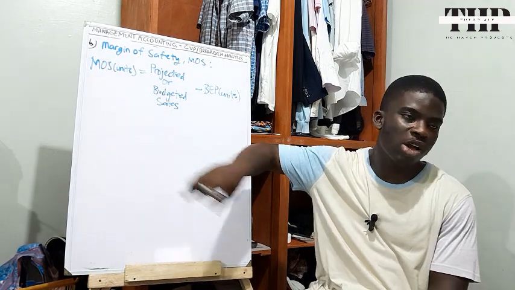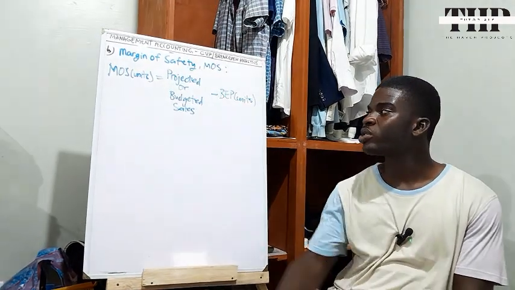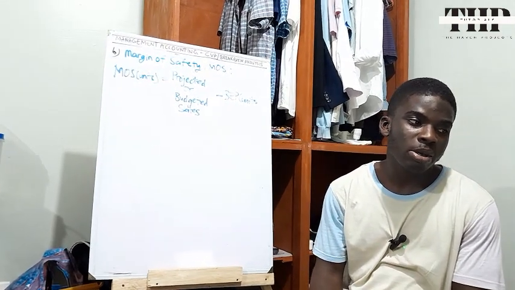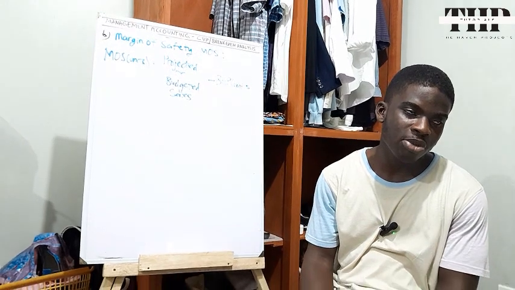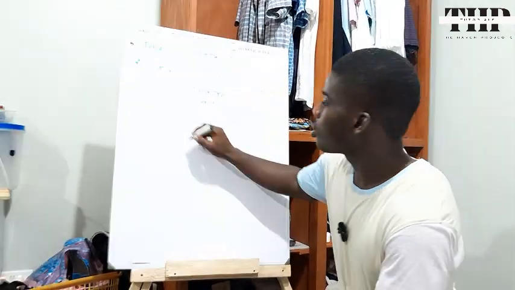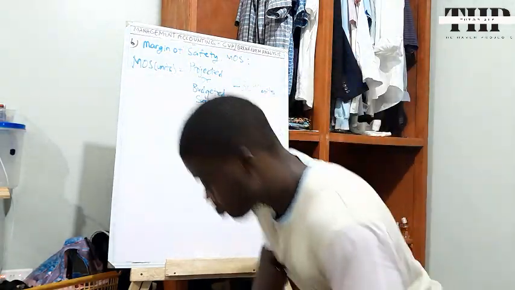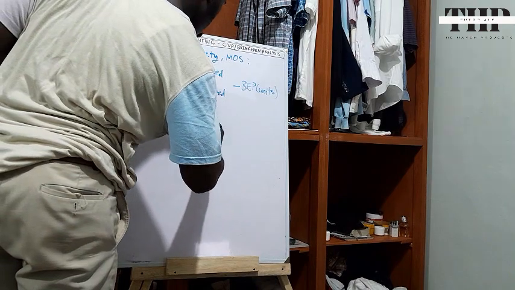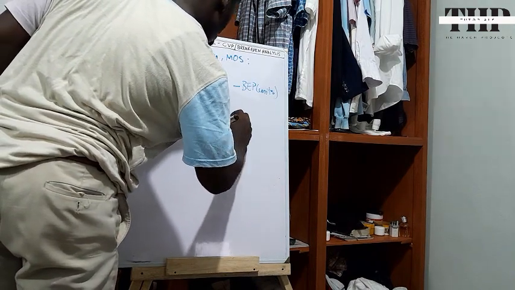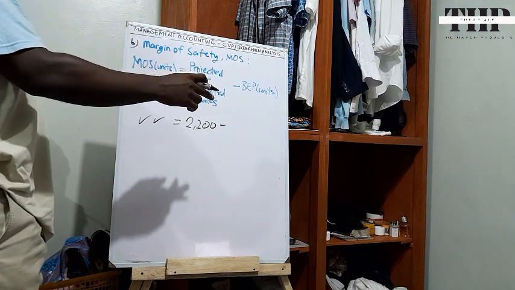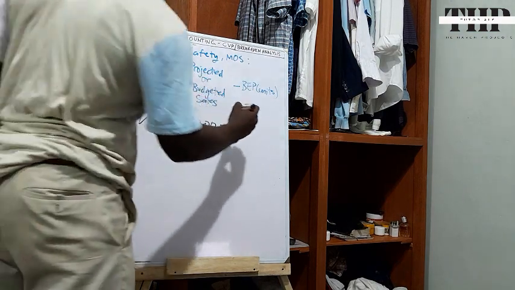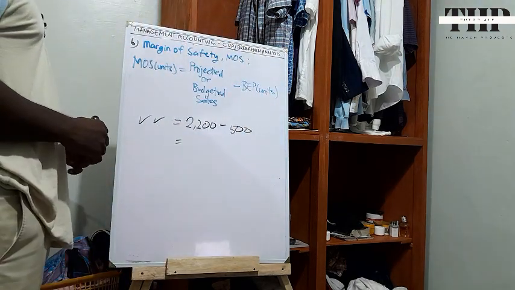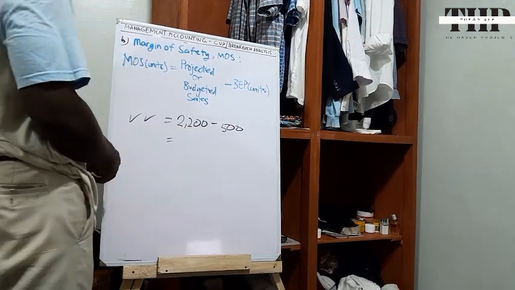Now you are calculating the margin of safety. That's given by the projected or budgeted sales minus the break-even point in units. In the question, what were the budgeted sales for the next month? 2,200 units. And the break-even point in units was 500. That will give you 1,700.